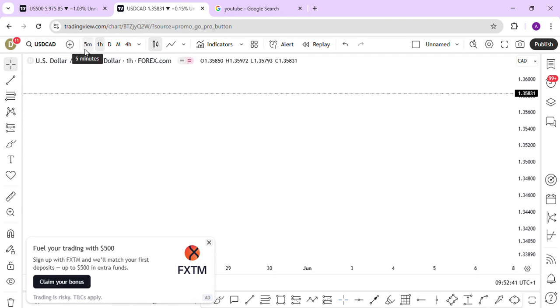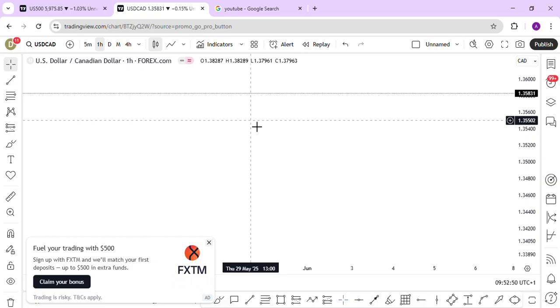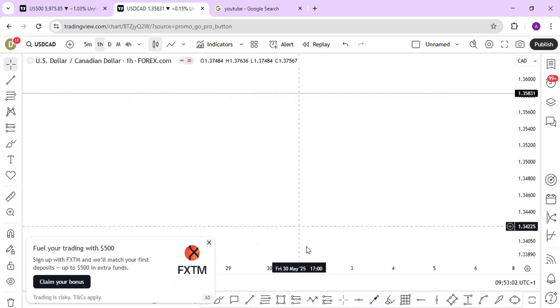Hello guys. In this video, I would like to explain to you how you can pick your entry, the structure mapping, how you can know whether the structure is valid or invalid, then how you can pick an entry, the valid POI, and the one that is not valid, which we call the smart money trap, SMT. So let's dive into it.